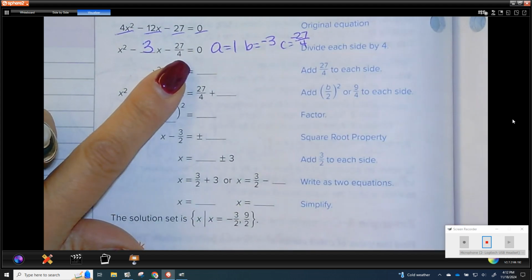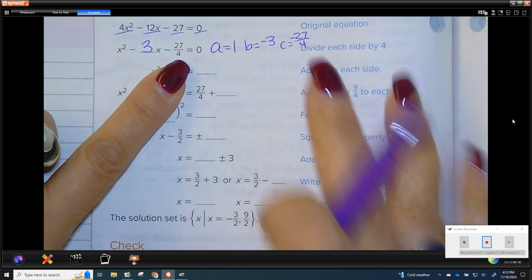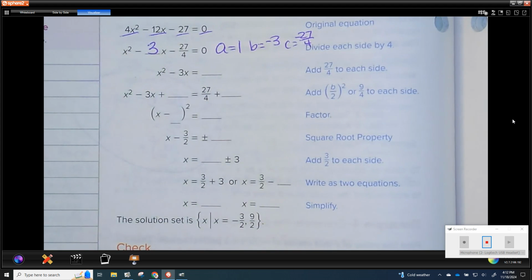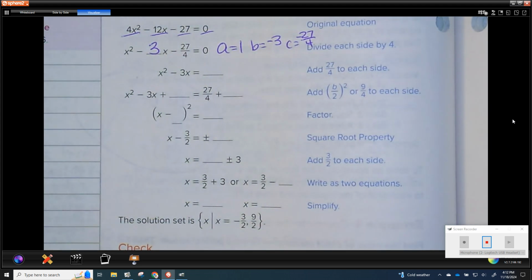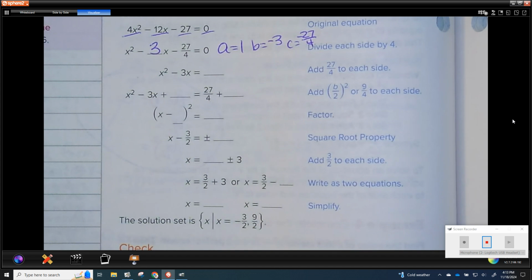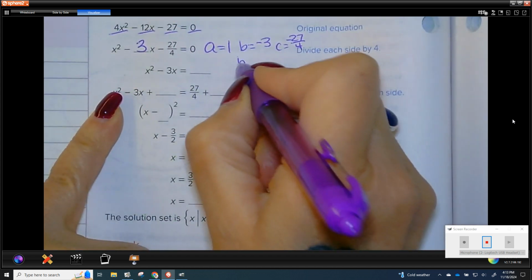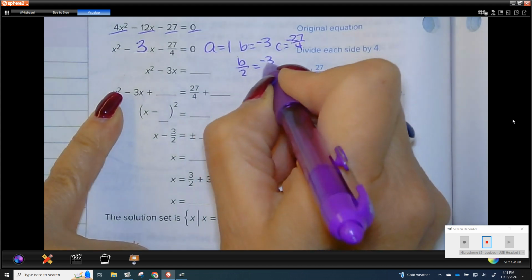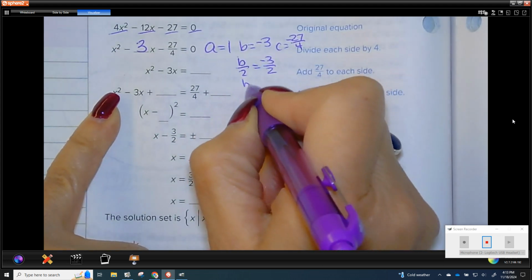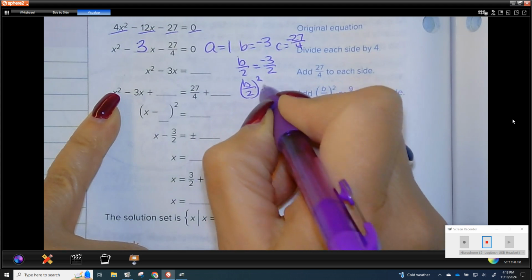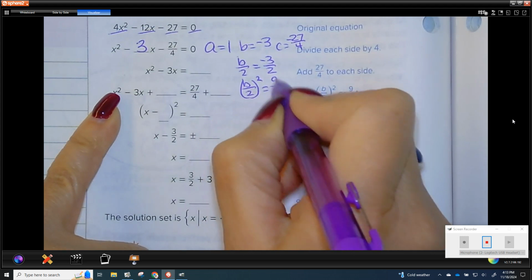You could convert that to a decimal because it's rational. It doesn't extend, so 27 divided by 4. But I'm going to do it with the fraction way because usually it works out. 6.75. So B is that. Half of B is negative 3 over 2, half of that. And half of B squared, square that, 9, square 2, I get 4.